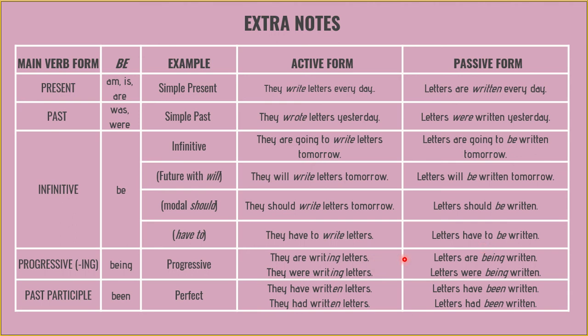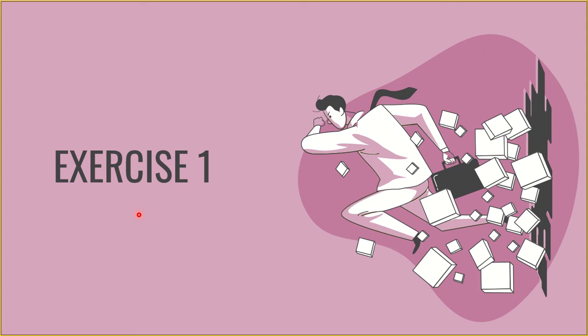In the progressive form, "They are writing letters," or "They were writing letters." In the passive form, you can say "Letters are being written." This is a sign, this can help you. And for the perfect tense, the active form, "They have written letters," while in the passive form, "Letters have been written." So this B column is really helpful. Now let's go practice with exercise 1.